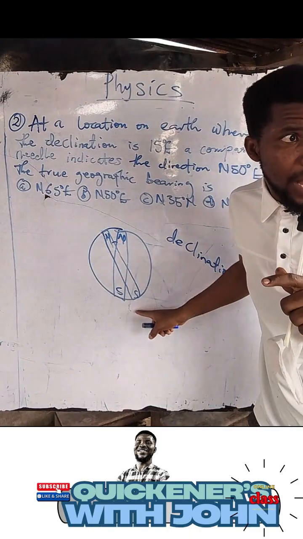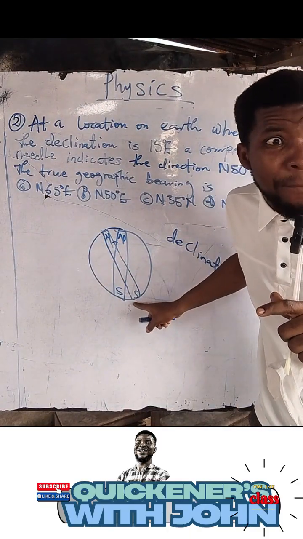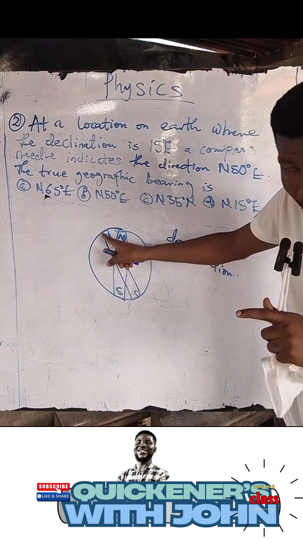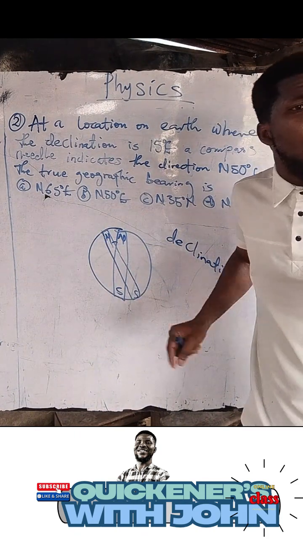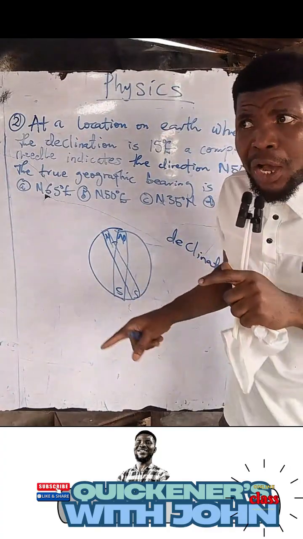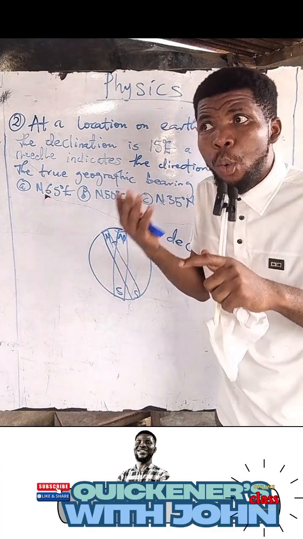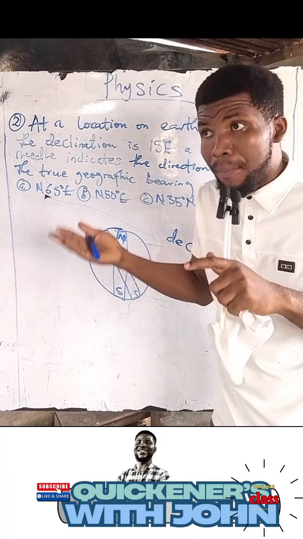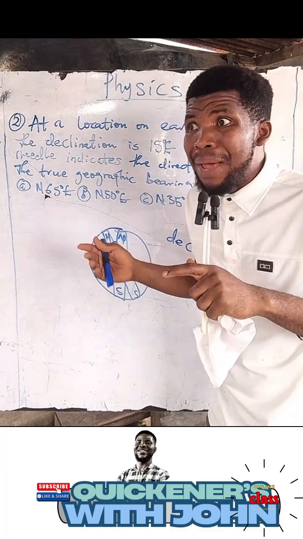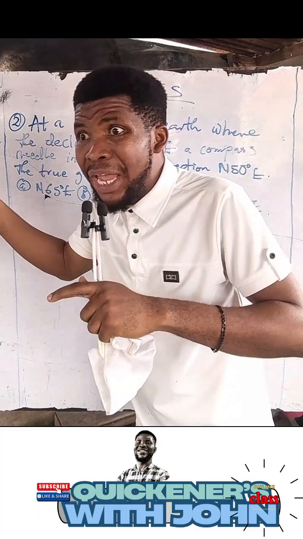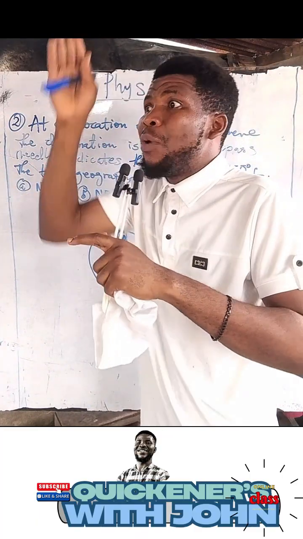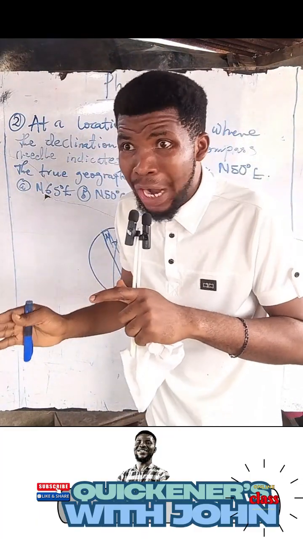Now listen, the compass operates laterally and it's going to align to the Earth's magnetic north and south pole, this one here. Are you getting me now? But geographically, your north pole is here and your south pole is here. So the difference is a problem. It can lead to misdirection, especially when you are going to a specific direction.